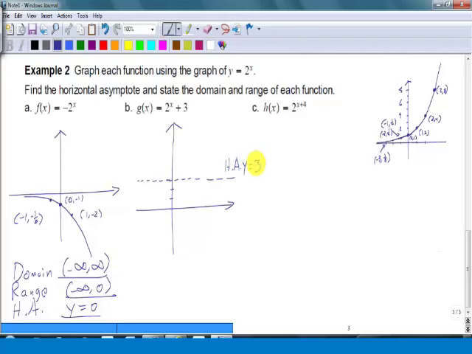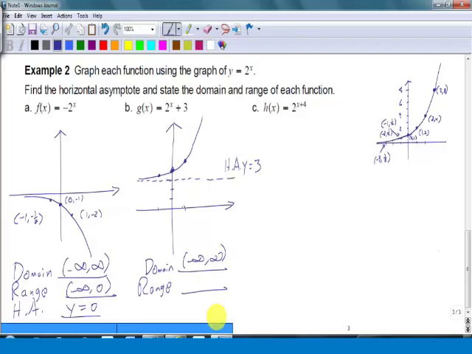And then the y coordinates of these points each also increase by 3. So 0, 1 goes to 0, 4. And 1, 2 goes to 1, 5. And negative 1, 1/2 goes to negative 1, 3.5. And the graph looks like this. With the horizontal asymptote, we can state the domain is all real numbers. The range, once again, changed, though.